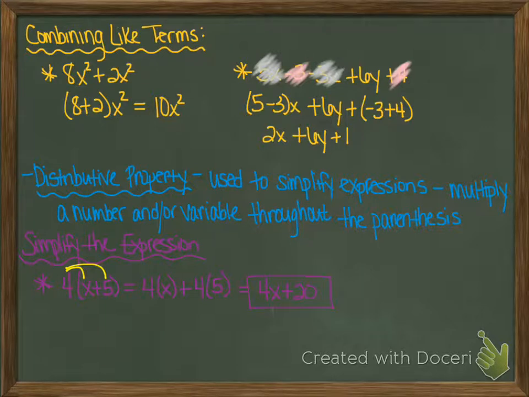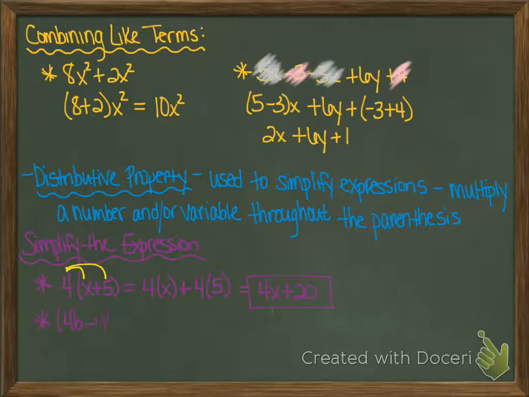If at all, when you are using the distributive property and you've eliminated the parentheses, if there are like terms, you always need to combine like terms. That's part of simplifying an expression. If you have not combined all like terms, that expression is not simplified.